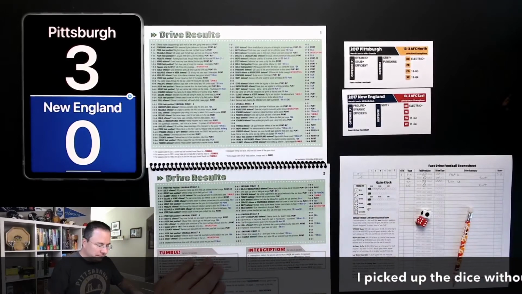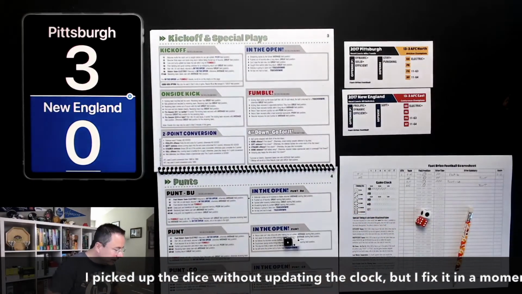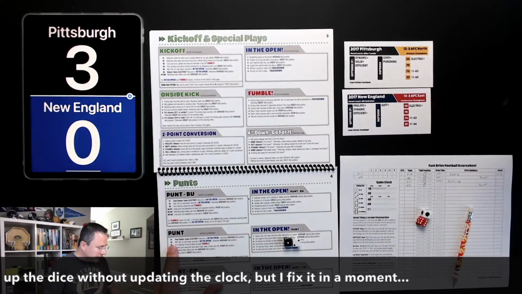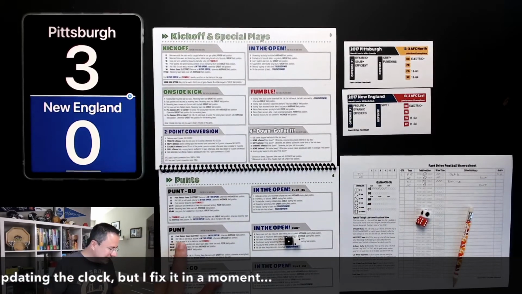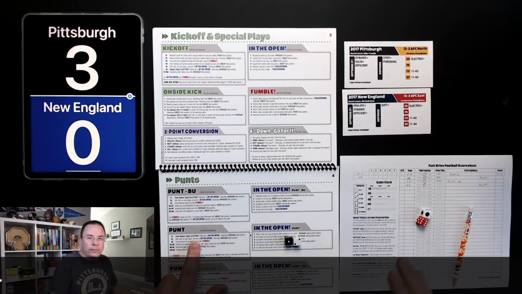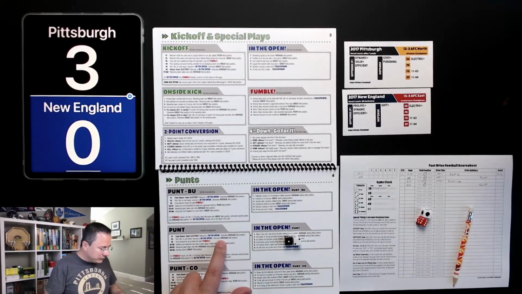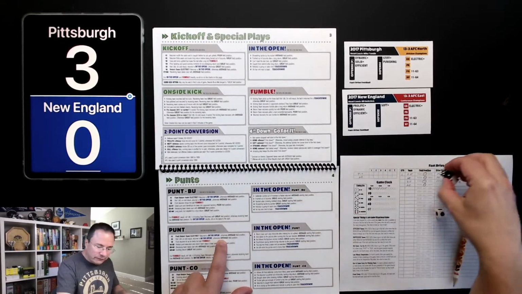Just a regular punt. The roll is a 12. This will be something different. On a regular punt, okay, so here's what it says. Roll 1d6. On an odd result, the returner is in the open. And in the open is basically a potential exciting return, maybe for a touchdown. Otherwise, average field position. So we're going to roll 1 die. We'll use the red one. If it's odd, Pittsburgh's punt returner's in the open. It's even. So Pittsburgh gets average field position.